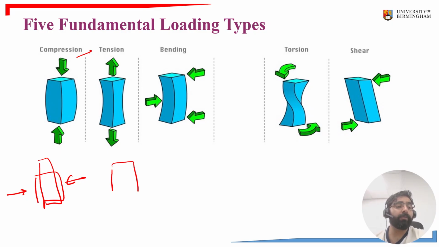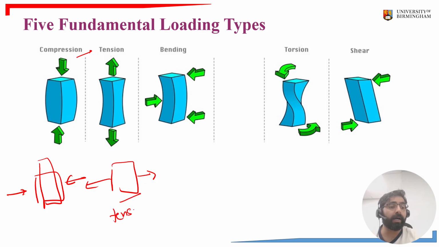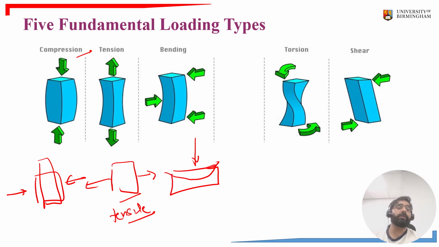If there is a body and two forces are acting away from each other, they will stretch that body, and that stretching is called tensile or tension loading. The third one is bending loading. If the length of the material is very large and a load is applied upon the body, it will cause deflection in the body. This deflection is due to the bending load.